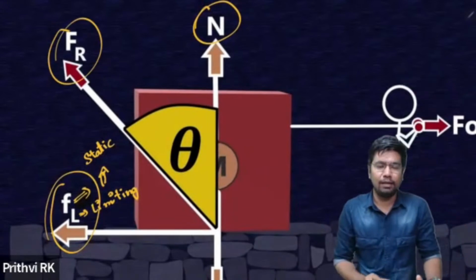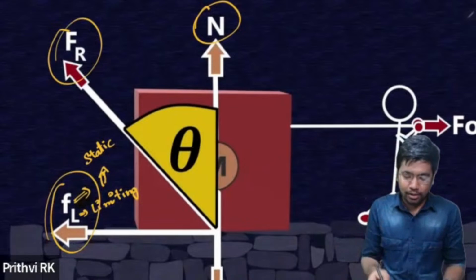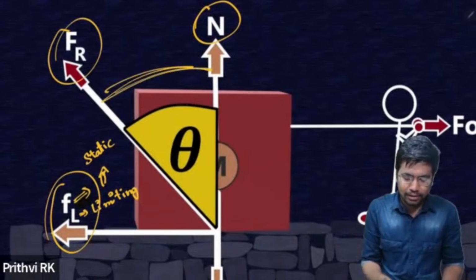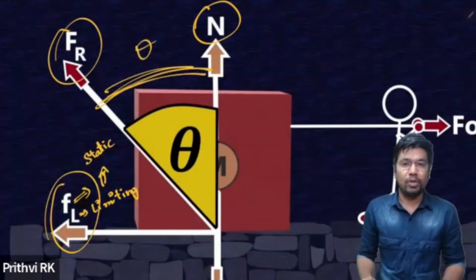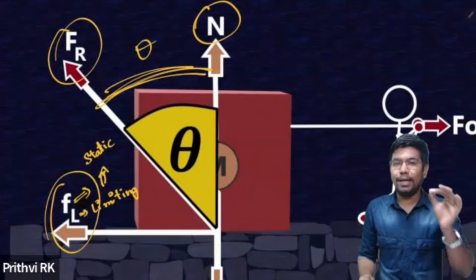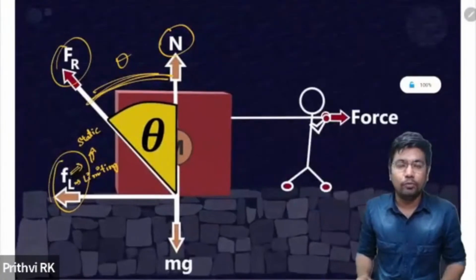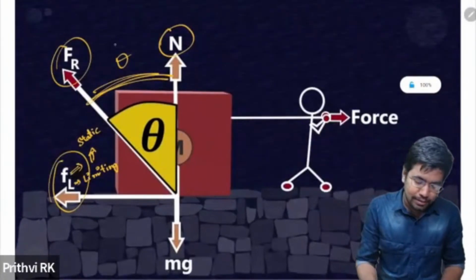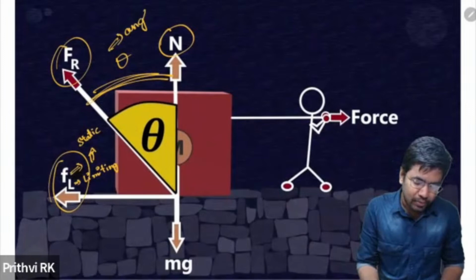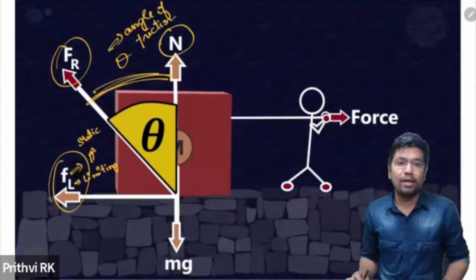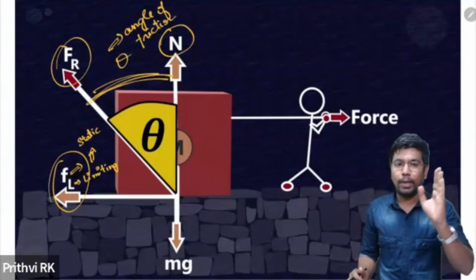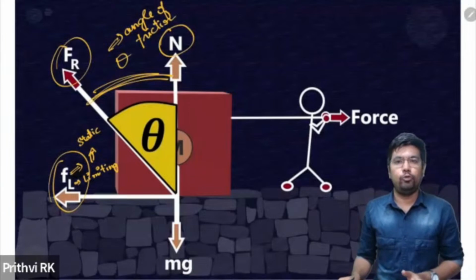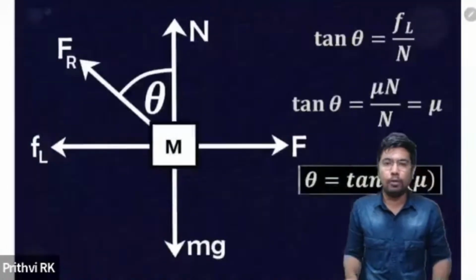So we are putting R there. The angle between the normal and the resultant, this angle, is what we are taking here as theta. This theta we call the angle of friction. So in a question, if they ask you to find the angle of friction, they are asking you to find the angle between the normal and the resultant force. This is what we have to remember.